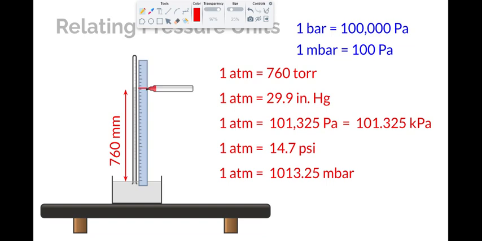You don't have to memorize any of this stuff. You will probably come to know that 760 torrs is an atmosphere just by using it over and over again. But that gives you an idea of how pressure is measured.